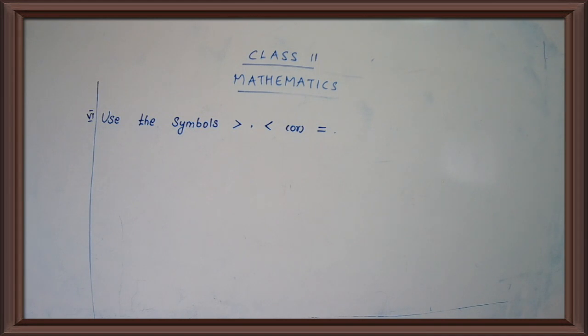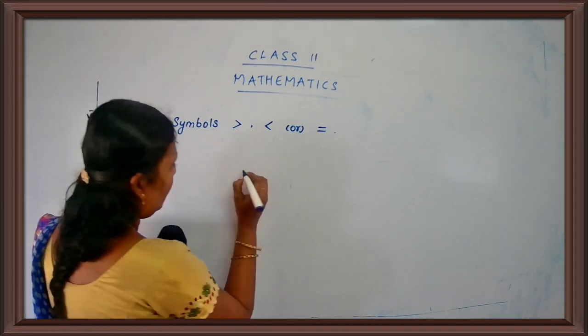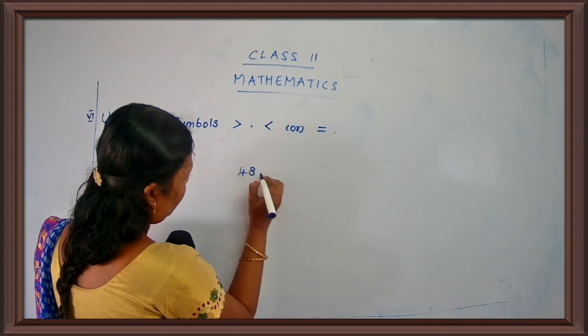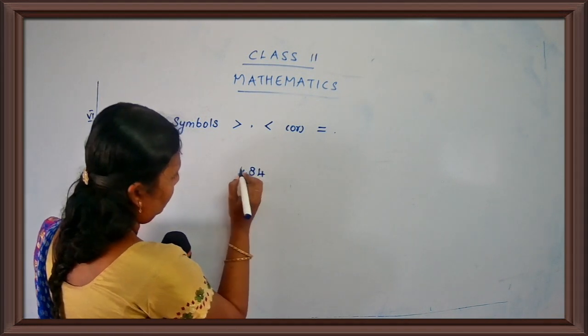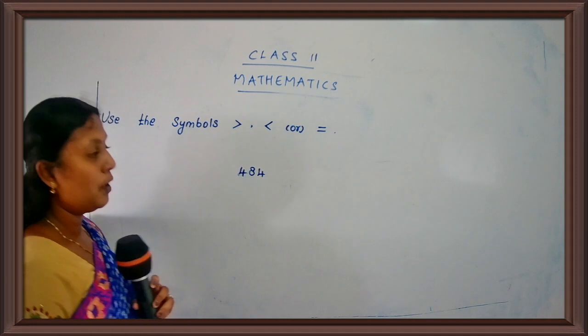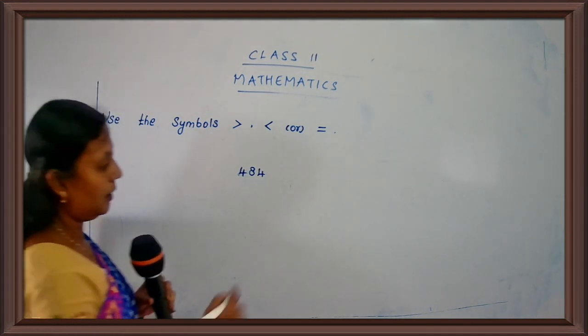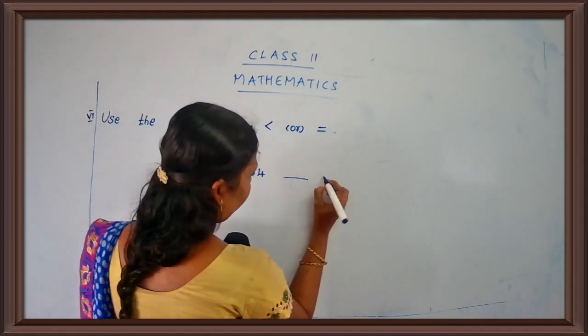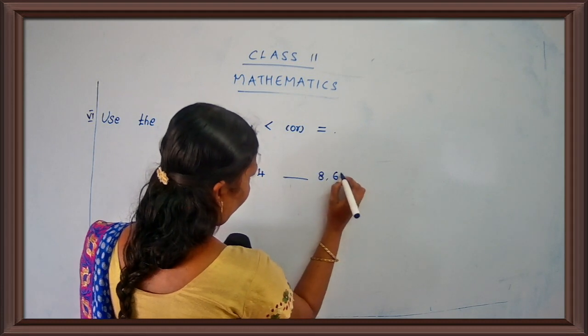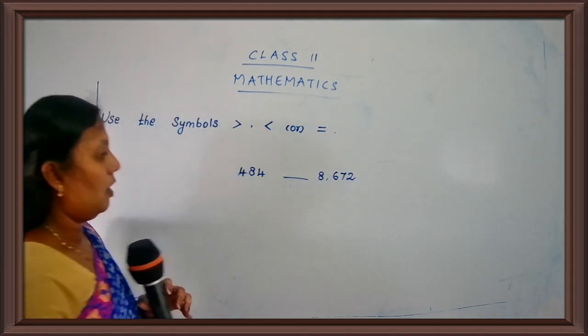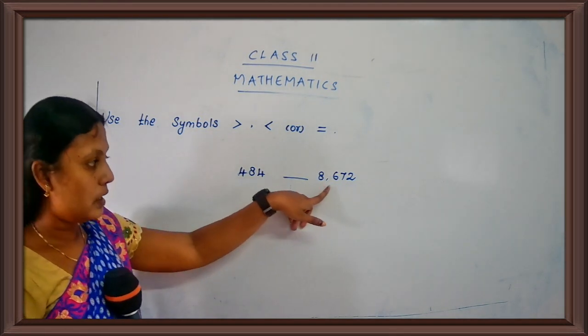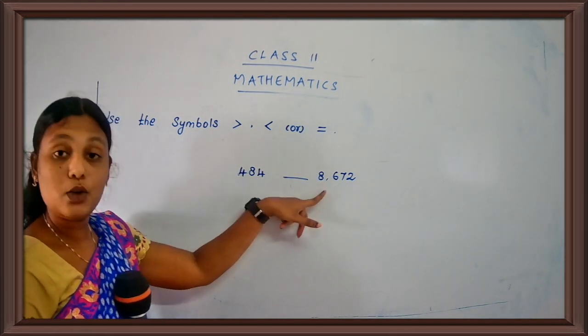Okay. Then any 4-digit number or 3-digit number, they are given. Any 4-digit numbers or 3-digit number means you have to use, very easy. Okay. See here, 484. What is this number? 484. Okay. Then what is this number? 8672. Is that right, children?